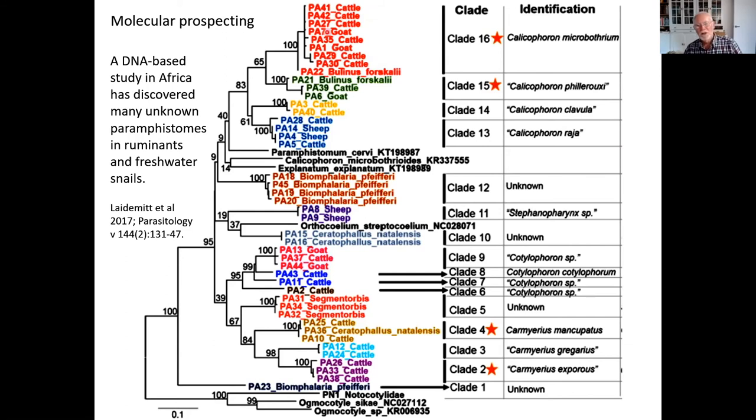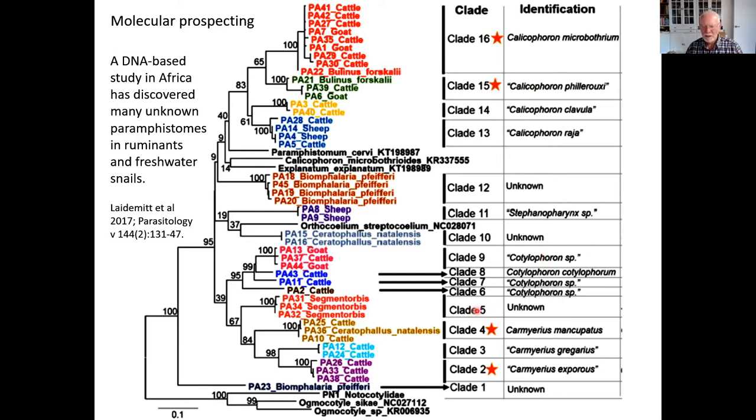So they were able to say, for example, that this clade here from goats and cattle, and also from this snail, Bulinus fascalii, belong to the species Calicophorum microbothrium. They were able to say the same for this, but for all these others, they were uncertain about the identification. They couldn't be exactly sure because they couldn't find decent reference sequences.